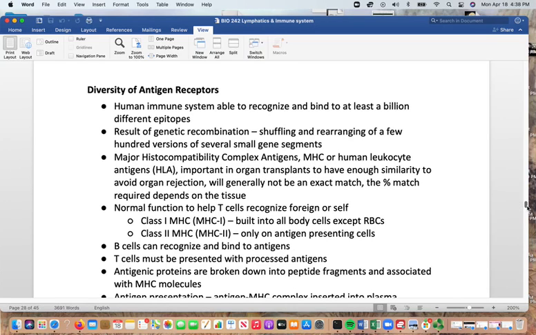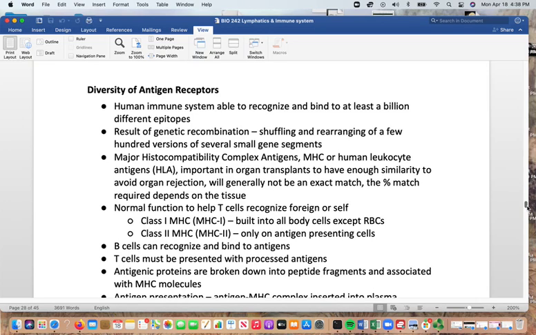So we have a huge diversity of human antigen receptors. They're able to bind at least 1 billion different epitopes. And this occurs because of genetic recombination that would involve shuffling and rearranging a few hundred versions of these several small gene segments. So the MHC, or major histocompatibility complex, or human lymphocyte antigen, the HLA, is important for this.